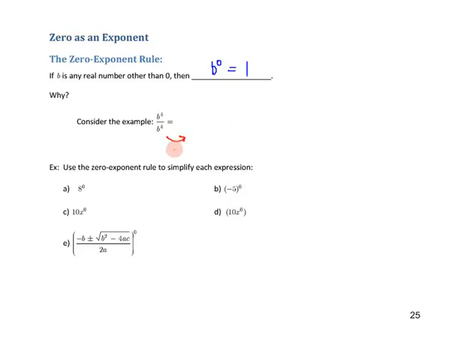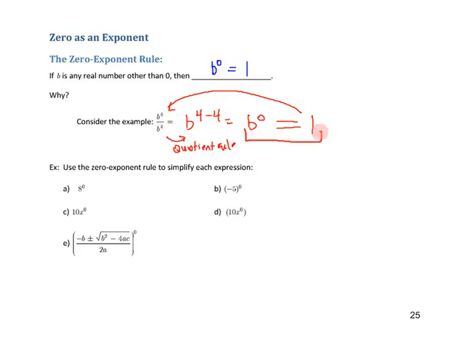But by the quotient rule, we know it also has to be equal to b to the top minus the bottom exponents, 4 minus 4, which is b to the 0. So this has to equal 1 because we know anything divided by itself is equal to 1. So for the quotient rule to be consistent, that has to be the case. We know b to the 4th over b to the 4th is b to the 4 minus 4. We also know b to the 4th divided by b to the 4th is 1. So that means that's always true. Anything to the 0 power is equal to 1.